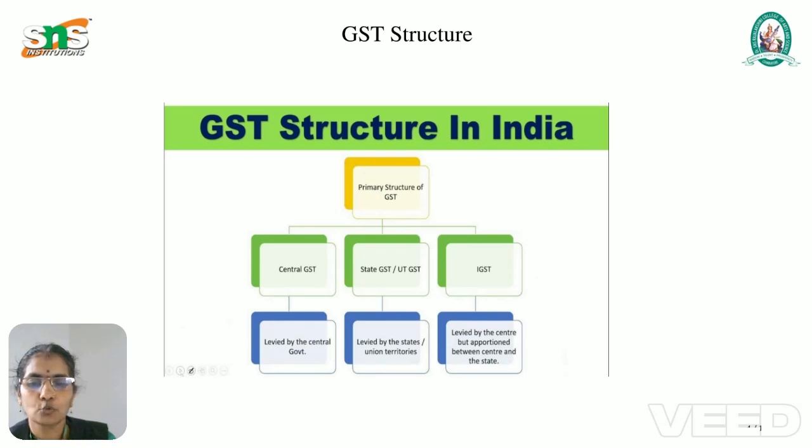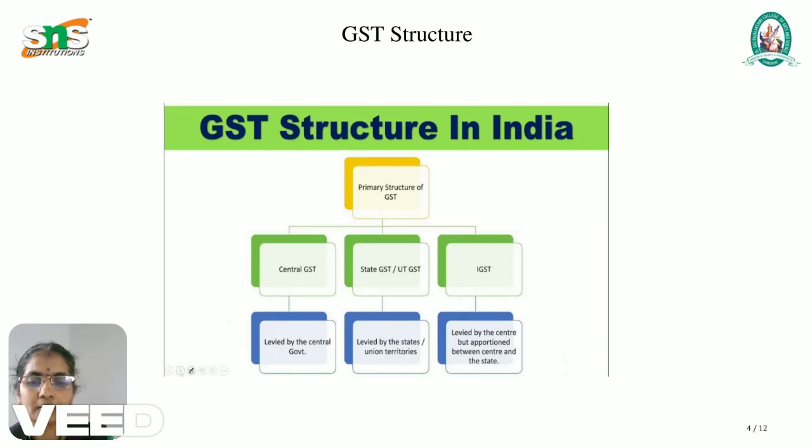The first two elements, CGST and SGST, apply when we trade within the state. That is an intra-state activity involved in the particular transaction, that is, within the state.